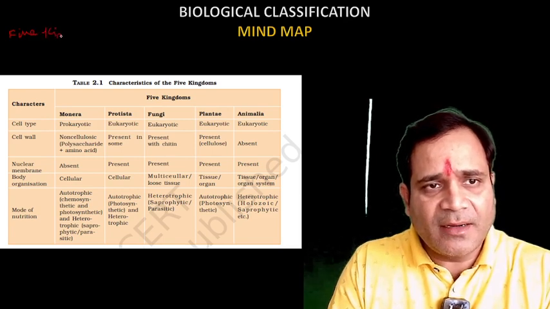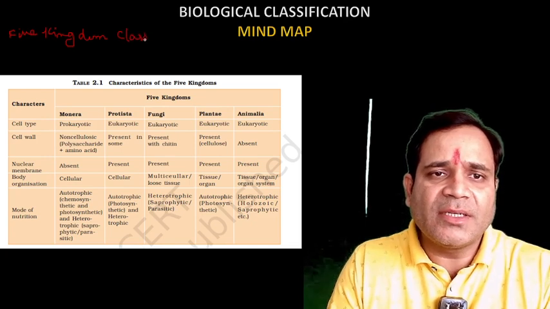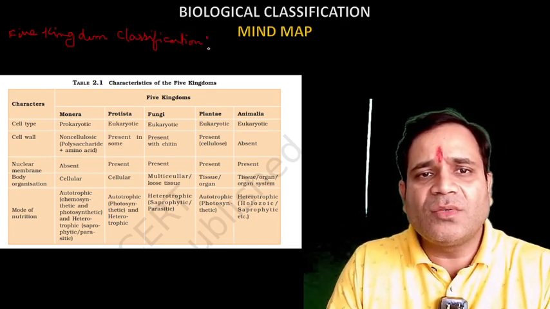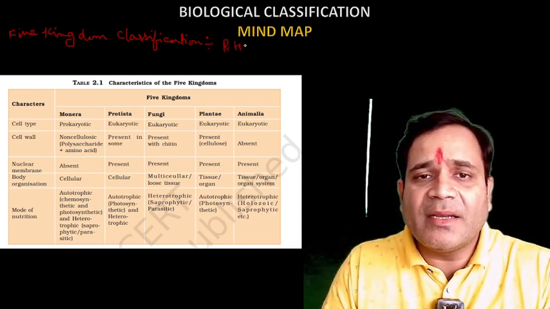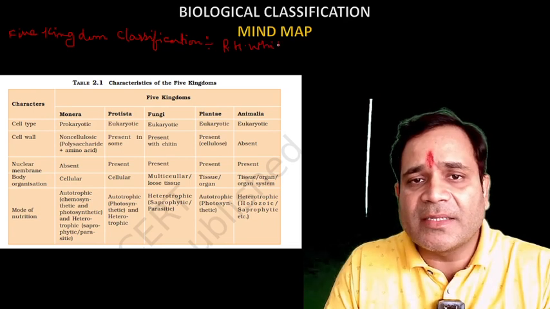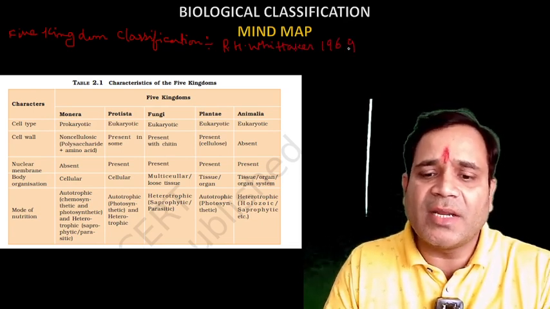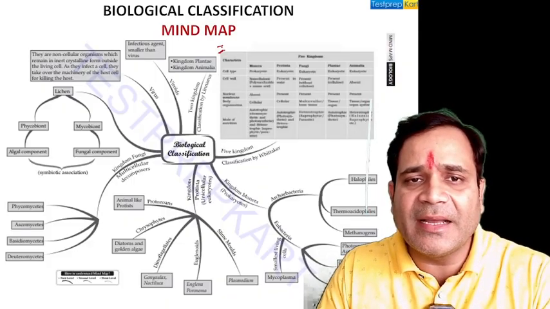See what I'm writing here, five kingdom classification was given by a scientist. Which scientist gave the five kingdom classification? Yes, my dear, that is R.H. Whittaker, in the year 1969. See in this mind map here, what the basic criteria is.